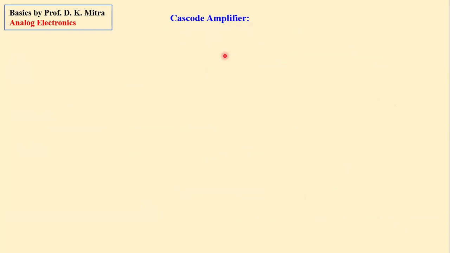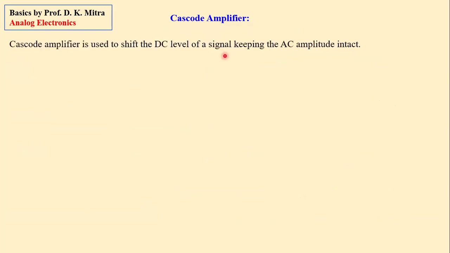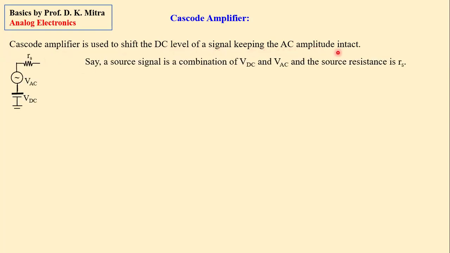The cascode amplifier is not a very big thing. It's just a DC level shifter. It is used to shift the DC level of a signal, keeping the AC amplitude intact. Now, let us say this is a signal which has mixed DC and AC content. The DC content is VDC, the AC content is VAC, and the source has a resistance RS. You have this kind of source in many places, with DC and AC both together, right?